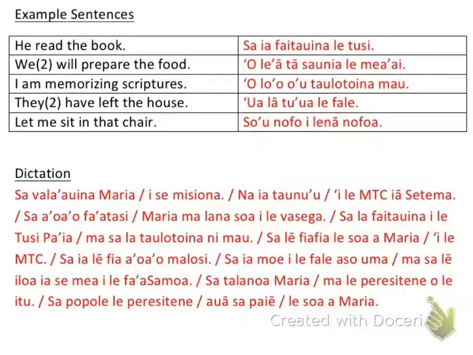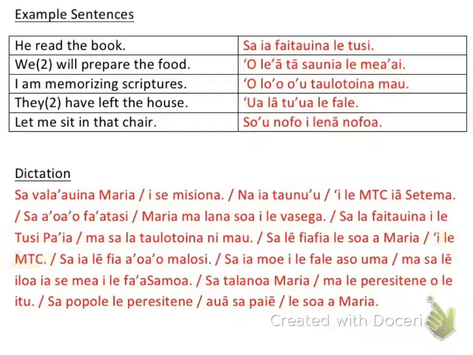And then the next thing is the doer. "Le soa a Maria." So the companion of Maria is our doer. That whole thing right there is the doer. "Le soa a Maria." And then what's next is "ile NTC." So Maria's companion didn't like the NTC.